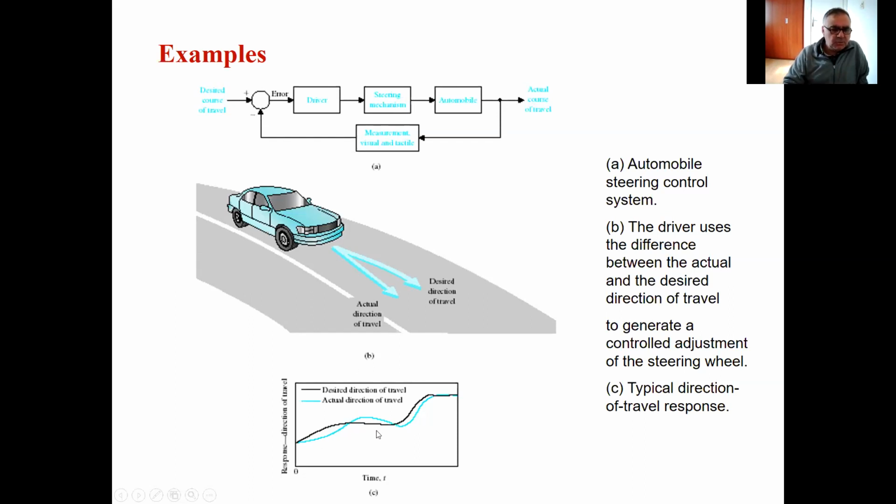So if the desired course of travel is this black line, and the actual direction of travel is, let's say, the blue line, they more or less correspond to each other. Now, instead of the manual driver, you can put a camera here which senses the road and its direction, and you can make the car follow the direction of the road.